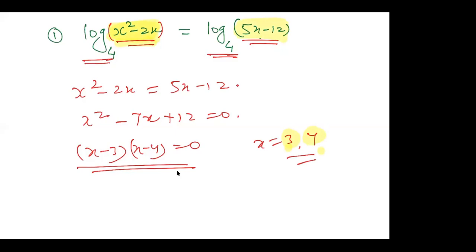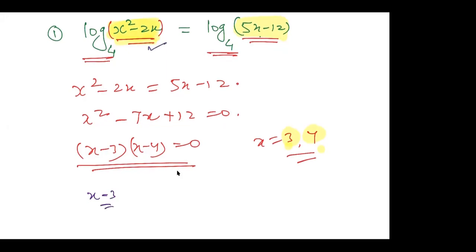So if I'm putting the value x is equal to 3, you can see 9 minus this is positive, 15 minus this is positive, 4 positive, positive. So x is equal to 3 and 4 is my solution.